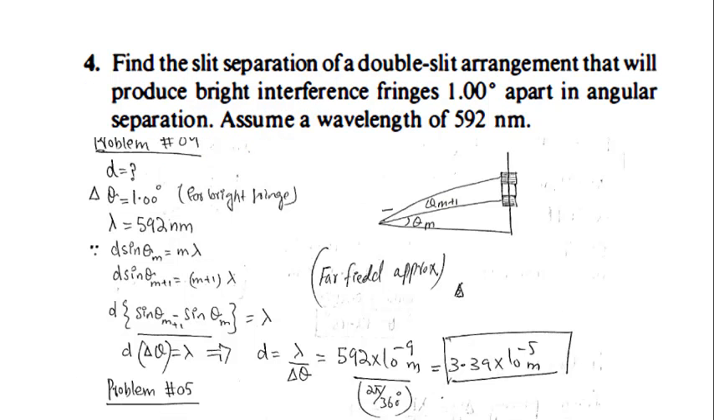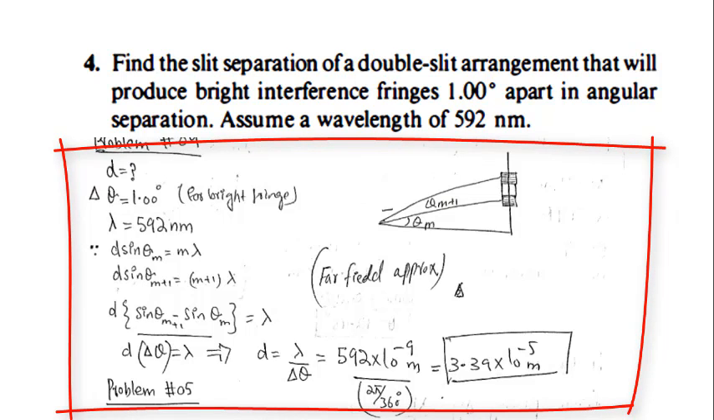So next is problem 4. Find the slit separation of a double slit arrangement that will produce bright interference fringes 1 degree apart in angular separation. Assume a wavelength of 592 nanometer. Now look at this figure. Let's say the first fringe, or we can say the mth fringe, happens at an angle of theta m, while the next fringe happens at an angle of theta m plus 1.